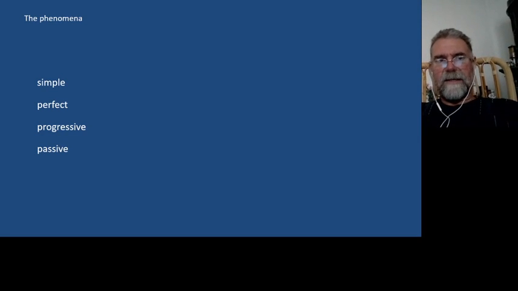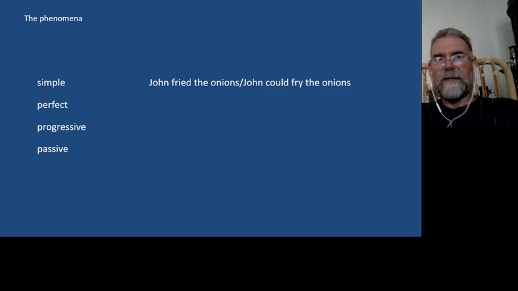English sentences can come in 4 different forms with respect to these non-modal auxiliaries. If they're not present at all, we have what might be referred to as just the simple form. And these are the kinds of things that we've been looking at so far. The finite ones will contain a tense morpheme, as in John fried the onions, then you've got a past tense morpheme, or a modal auxiliary, as in John could fry the onions.